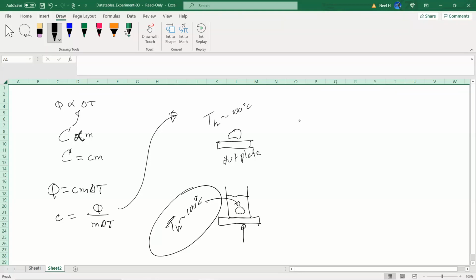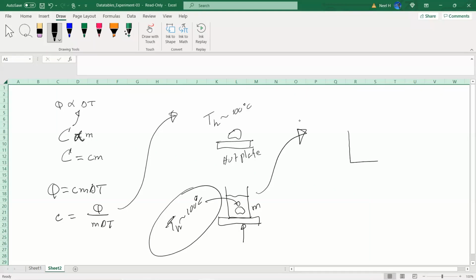We are assuming the whole mass of the object, let's consider M the total mass, is at that temperature. But the simulator will simulate that nicely. So that is one error, if it is an in-person experiment. Then what we do, we put this into a colder system. So that system is our calorimeter, right?